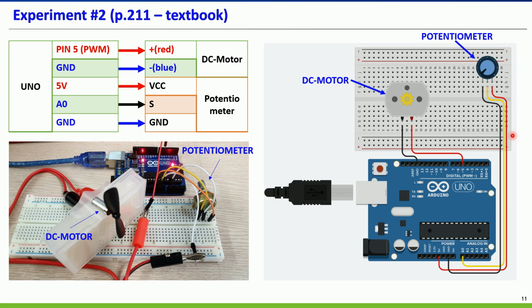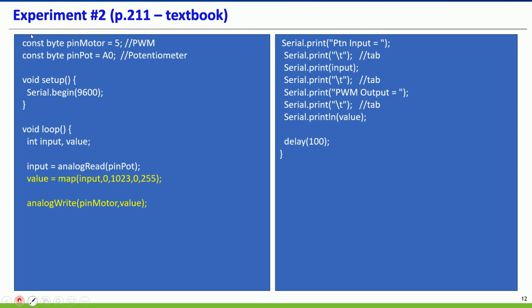This one is the schematic diagram for the DC motor, directly from the pin to 5 and ground also, and this one is also ground. This one, the yellow wire is A0, and 5 goes to 5 volts for the potentiometer. Let's check the code. It's nothing special, I think.